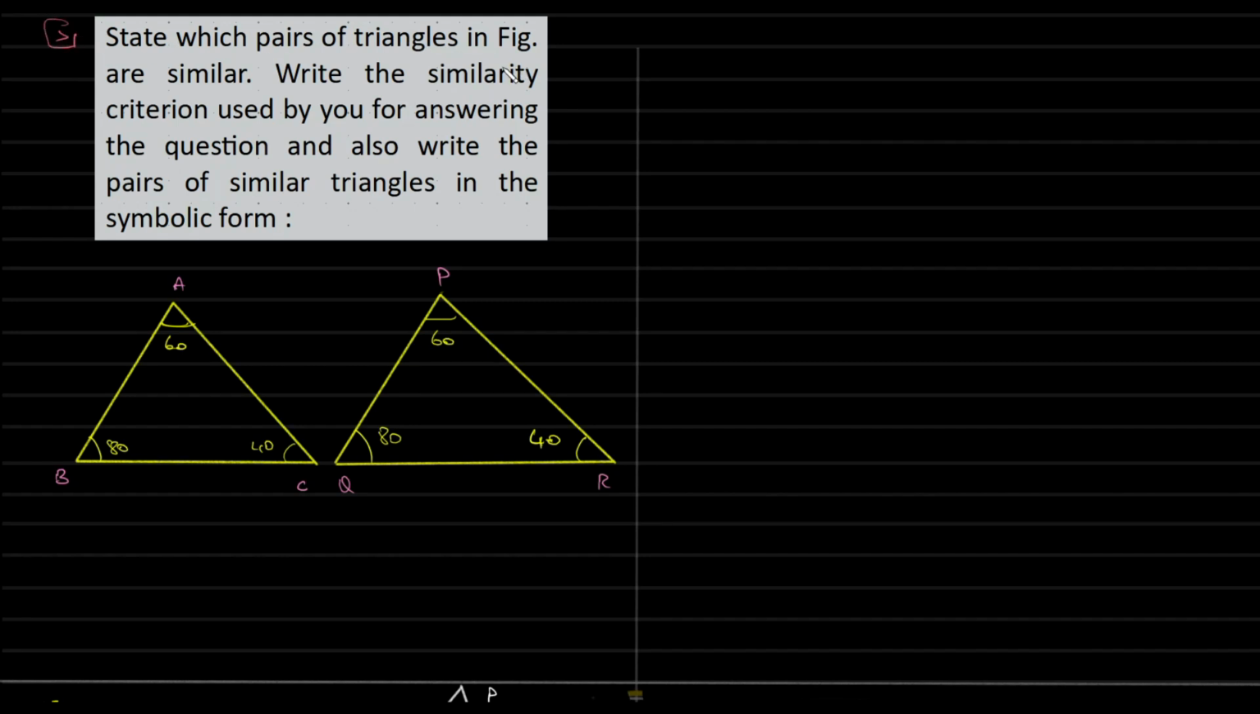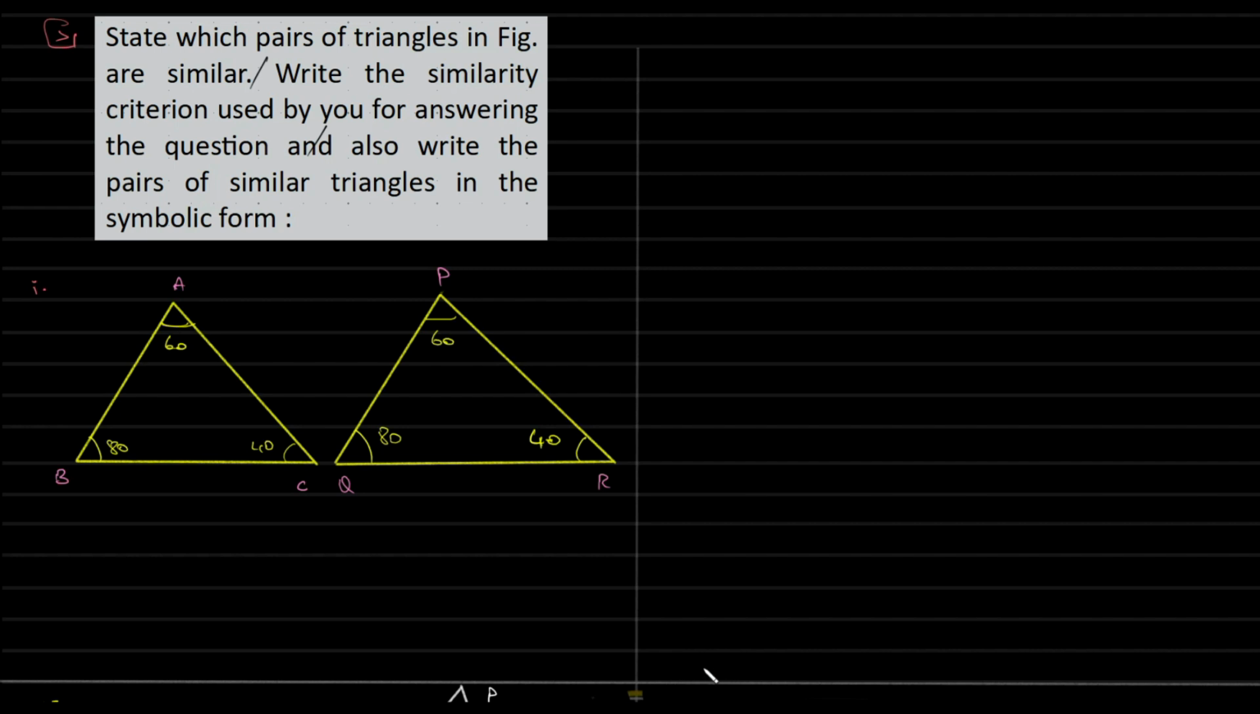State which pair of triangles are similar. Write the similarity criteria used by you for answering the question. Also write this pair of similar triangles in the symbolic manner. So quite straightforward question. We have to check out which triangles are similar, and if so, what criteria they are in. That's what we need to mention.